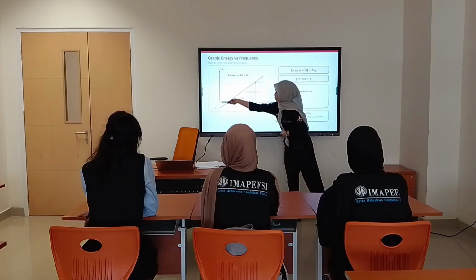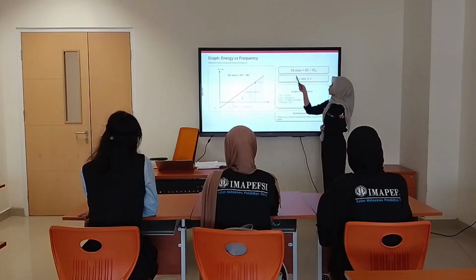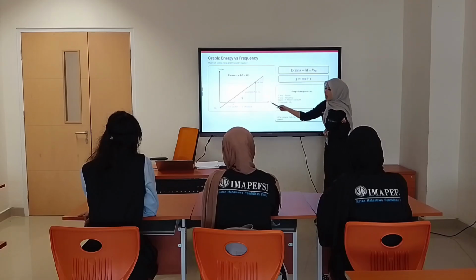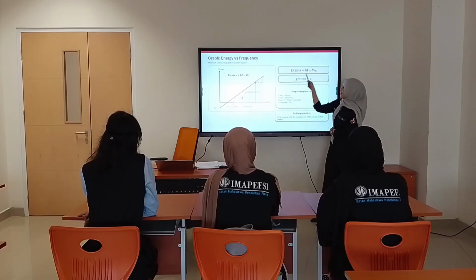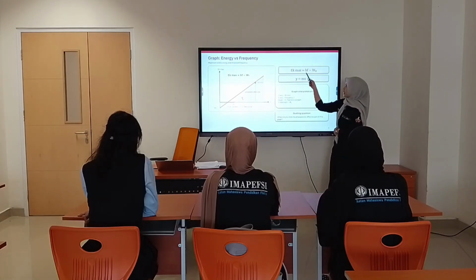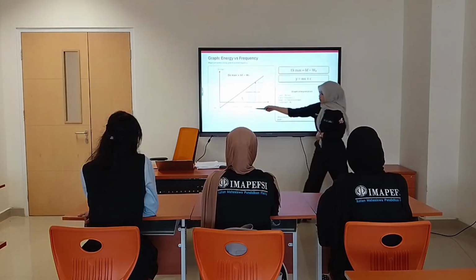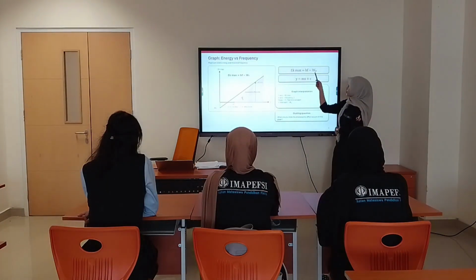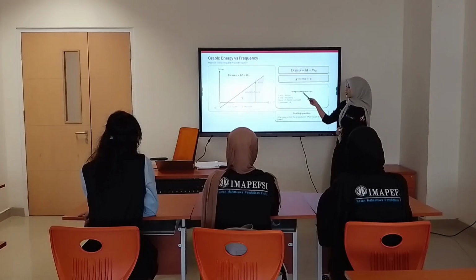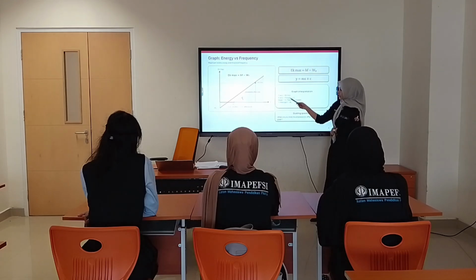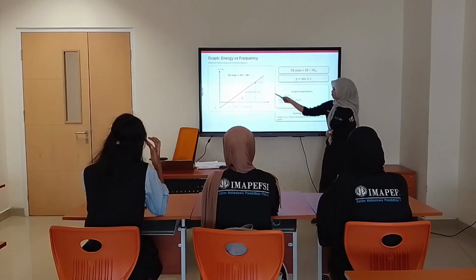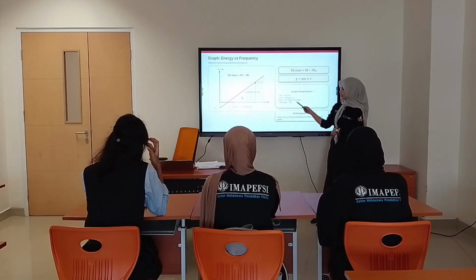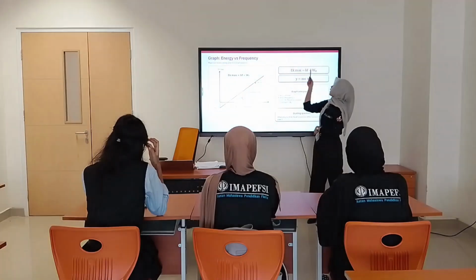Because on the y-axis, we have KEmax. On the x-axis, we have frequency, and the slope is h, or Planck's constant. And the y-intercept is minus W0. So the interpretation: y-axis, KEmax; x-axis, frequency; slope, h, or Planck's constant; and y-intercept is minus W0.